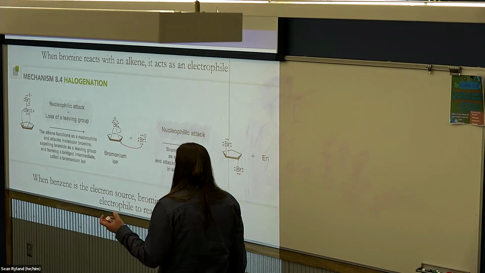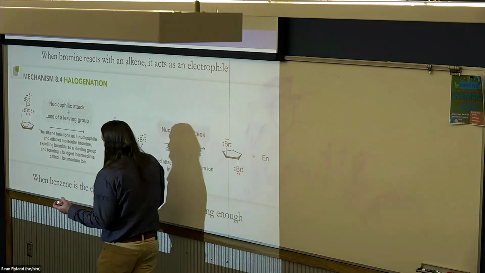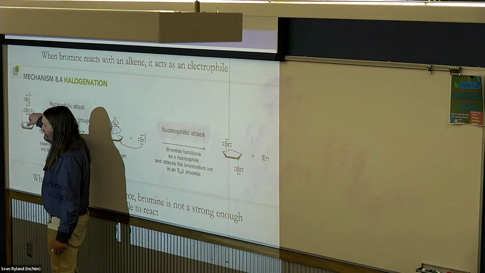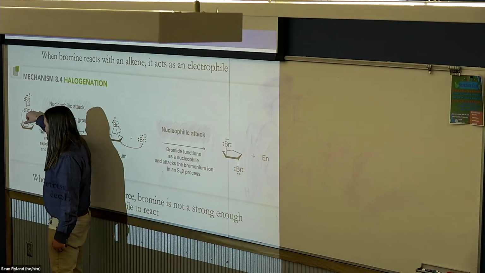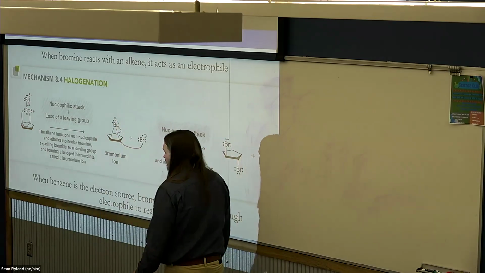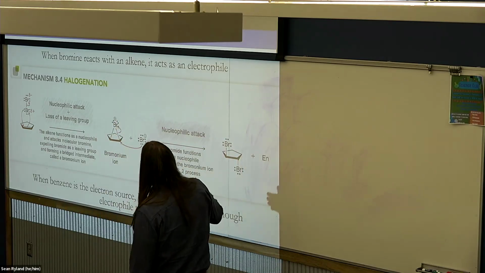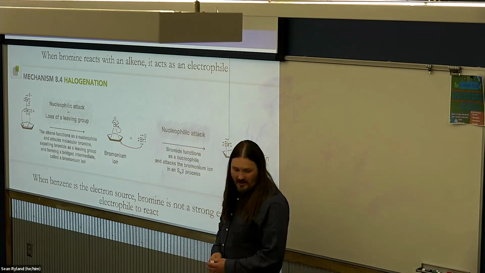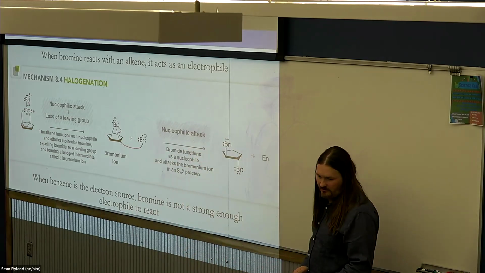This is similar to what we're going to see. This is still bromine acting as an electrophile. The problem is Br2 on its own is not a strong enough electrophile to do this if it's benzene. So we need to make a stronger electrophile. And that's what the iron does.